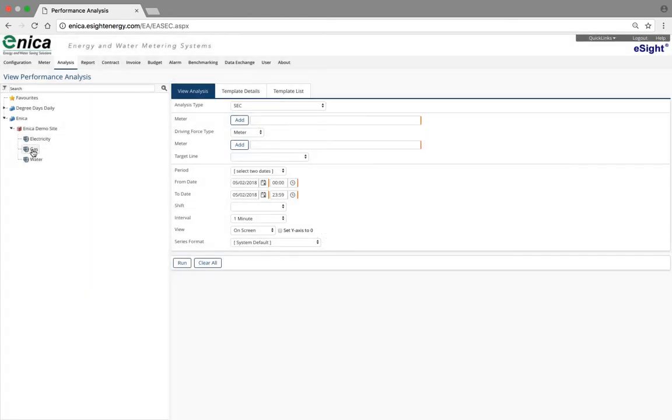Let's look at the gas consumption for a building. So that gets added to the meter. Now the driving factor could be a meter in this case. We've got some good degree day data in here.